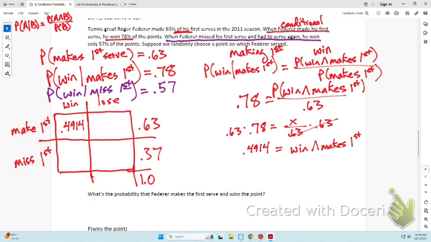I know that win given miss equals win and miss over miss. Let's substitute in. We know 0.57 can go here. I know miss is 0.37. And I don't know win and miss. So multiply both sides by 0.37, and we get it. We end up with 0.2109.